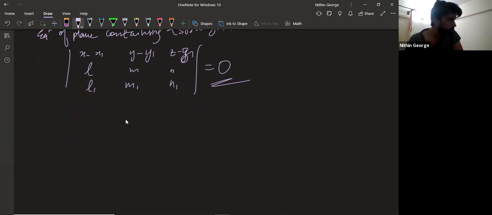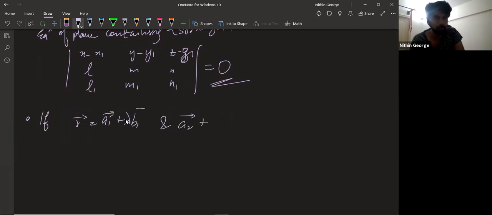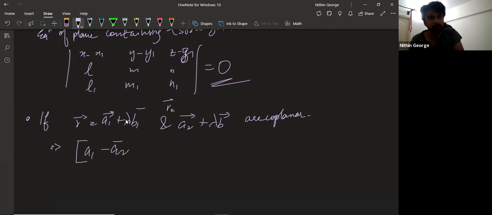Now, all right. If R equal to A1 plus lambda B1 and R equal to A2 plus lambda B2, these two lines are coplanar, then we can say that the scalar triple product of A1 minus A2, B1, B2 is equal to 0. Pretty obvious?